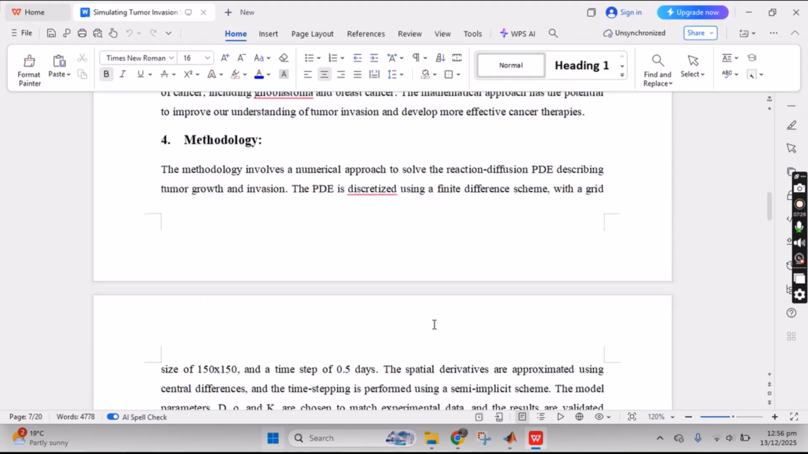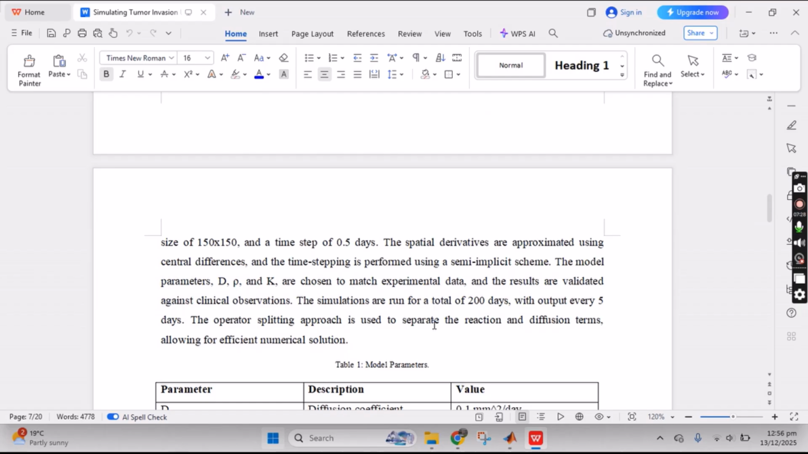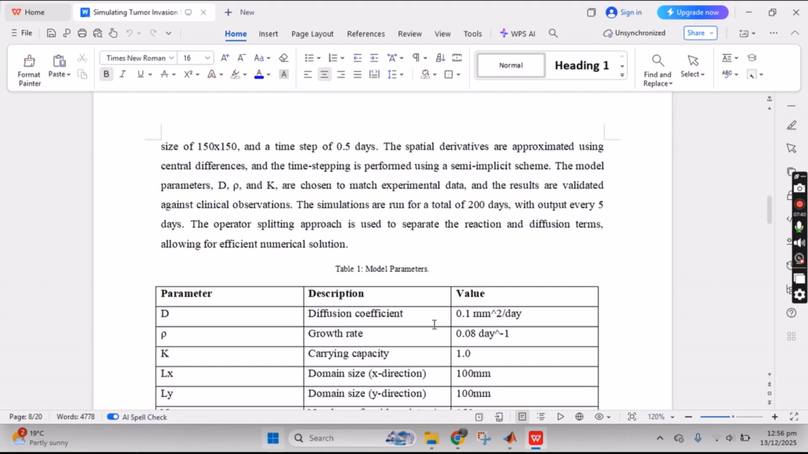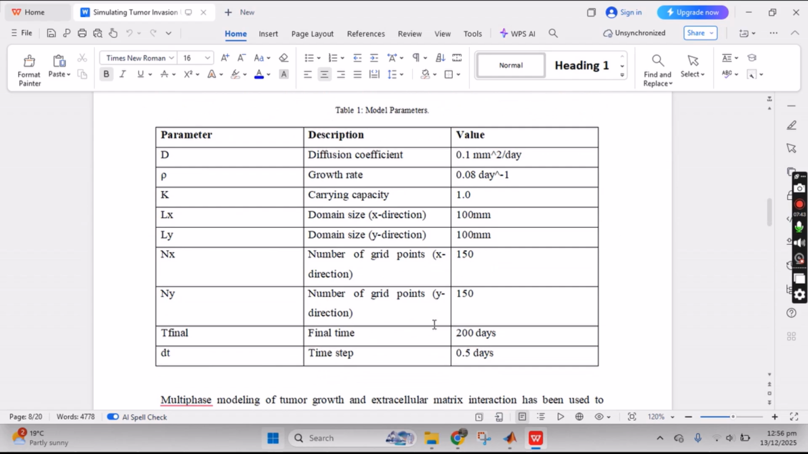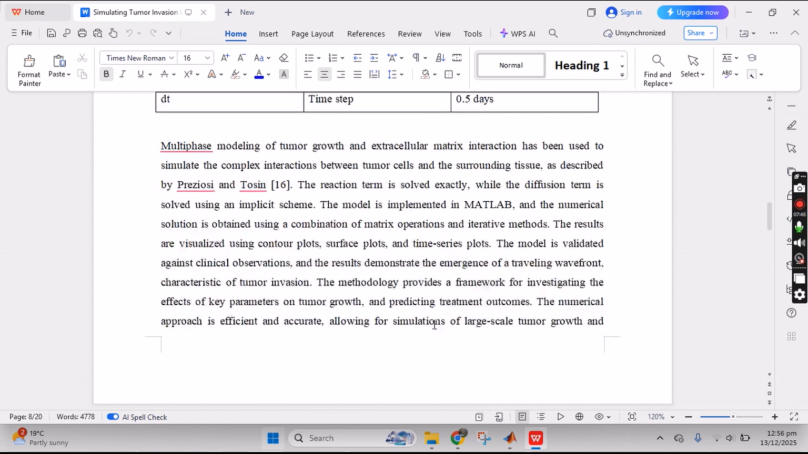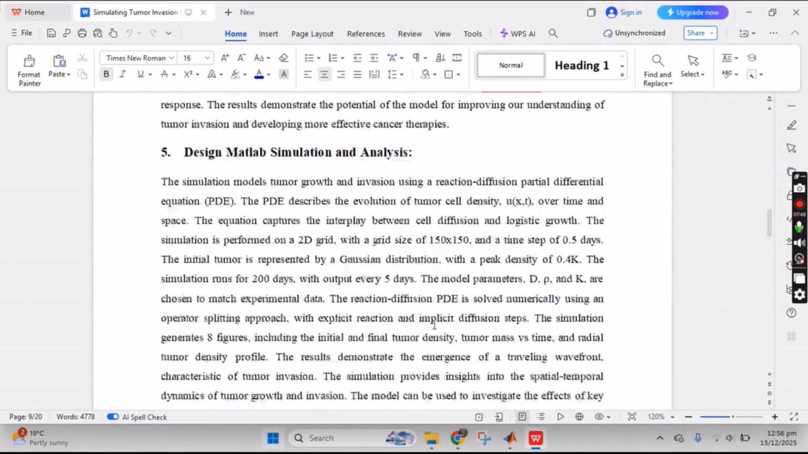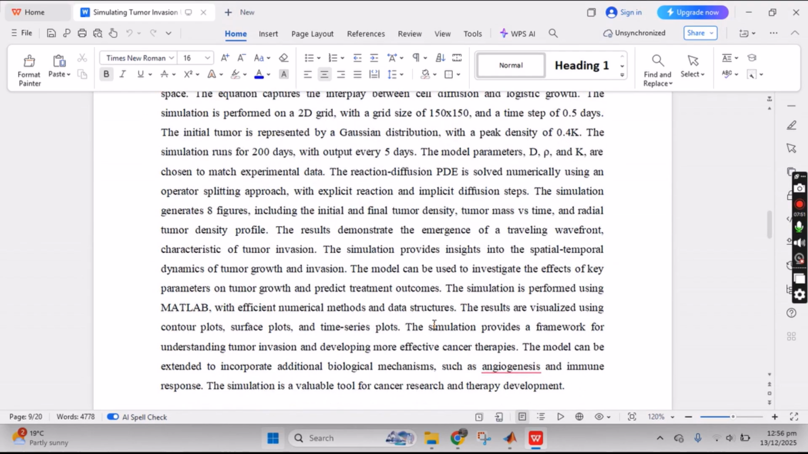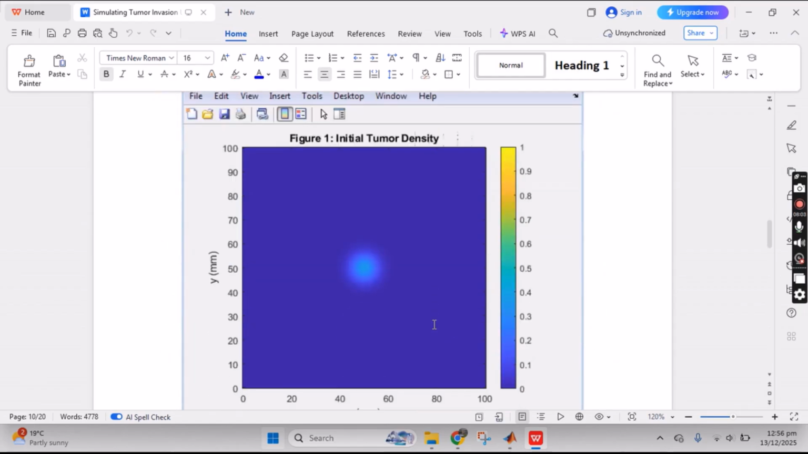So here is the methodology. The spatial derivatives are approximated using central differences, and the time stepping is performed using a semi-implicit scheme. These are the model parameters used in this table, and this is the designed MATLAB simulation and analysis according to different grid sizes, different numbers of days, and with the reaction diffusion partial differential equations as well.